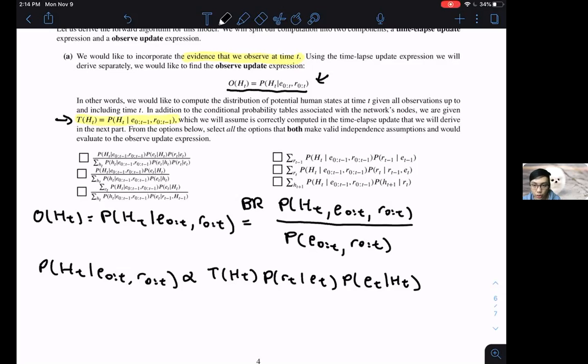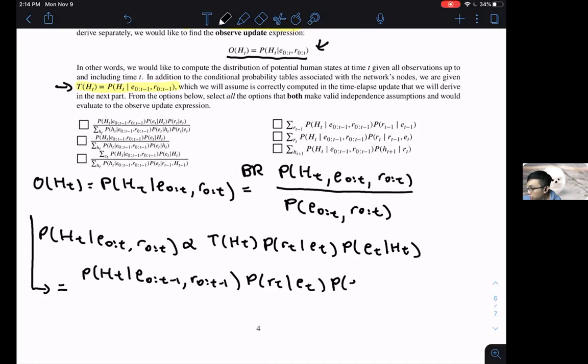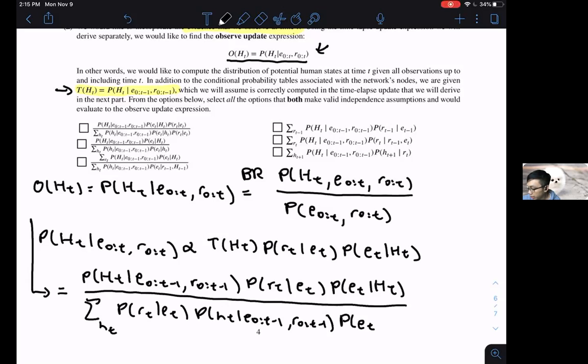And so replacing this in our equation gives us the following, where we have our original conditional independence assumption is just going to be equal to P of H_t given E0 to t minus 1, R0 to t minus 1, times the probability of R_t given E_t, times the probability of E_t given H_t. And this is all divided by the probability of E0 to t, comma R0 to t, which is the same as taking the joint distribution that we have on top and summing out the h of t variable. In this case, we can sum over the values of h_t, where we get P of r_t given e_t, P of h_t, comma e0 to t minus 1, r0 to t minus 1, and P of e_t given h_t.